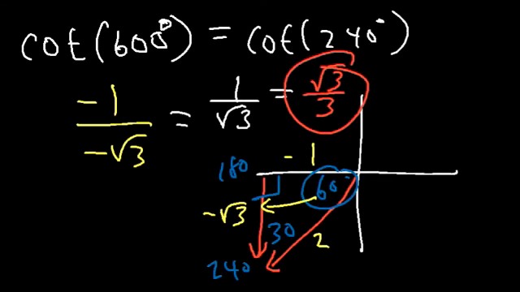So keep in mind, tangent 600 would be root 3 over 1. But cotangent of 600 is 1 over root 3, which is root 3 over 3. It's reciprocal of tangent.